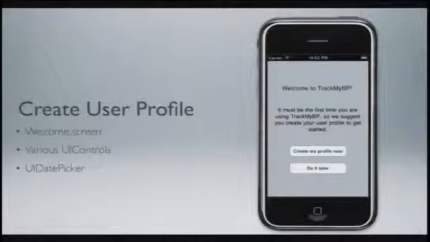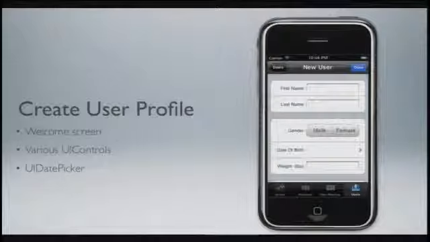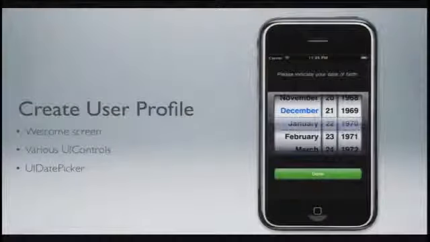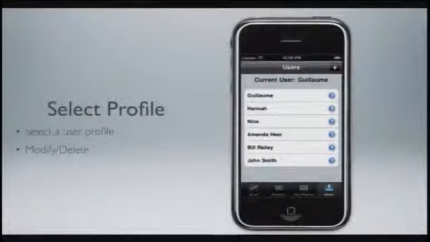So what does my app look like? When you first launch the application, you can see this welcome screen appear, and you are invited to create your profile. You can enter your information. For example, date of birth will bring up a UI date picker. When you have a list of profiles, you can select your profile in the list. You can also create a new profile or modify or delete an existing profile.